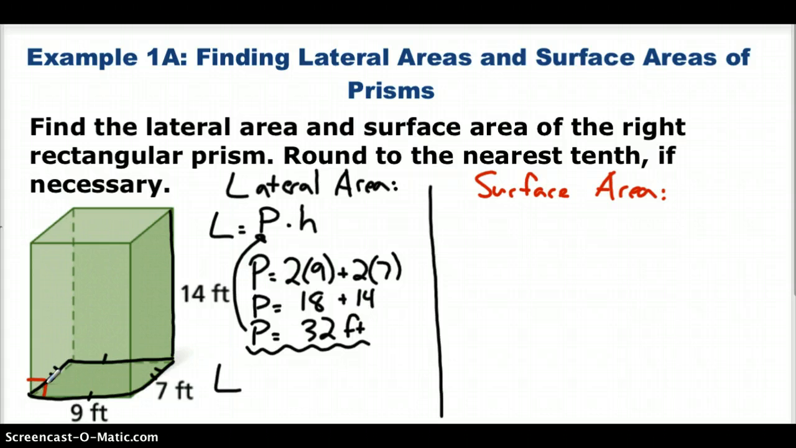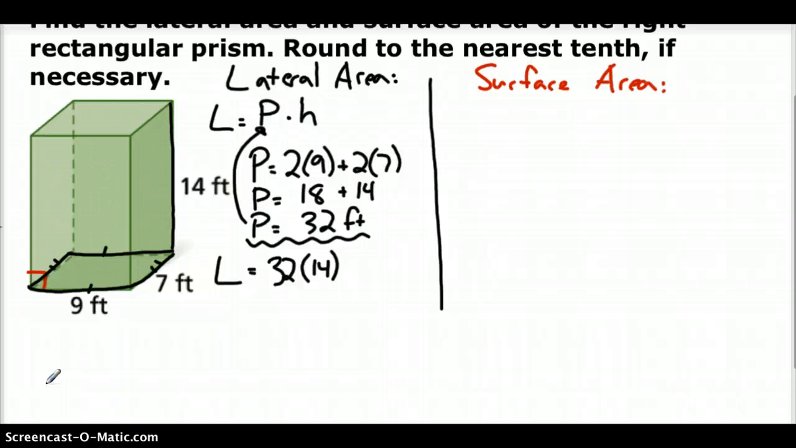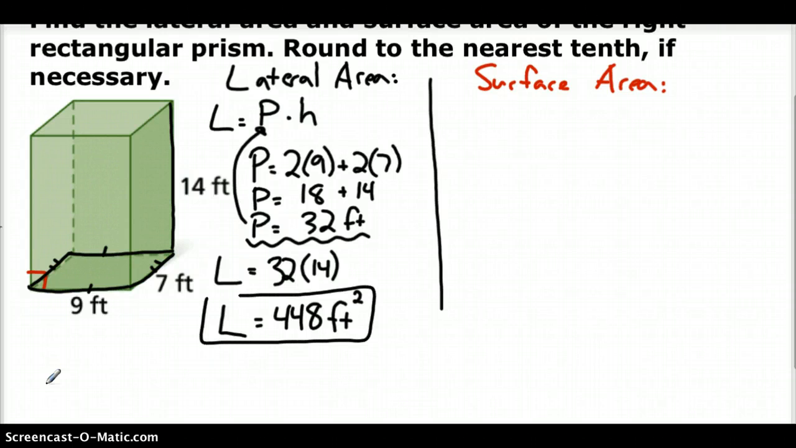Now our lateral area is equal to our perimeter, which is 32, multiplied by our height, which is 14. On my calculator, 32 times 14 gives us 448. So my lateral area is equal to 448. Now remember, this is area, so it is measured in square units. So our lateral area is 448 square feet.